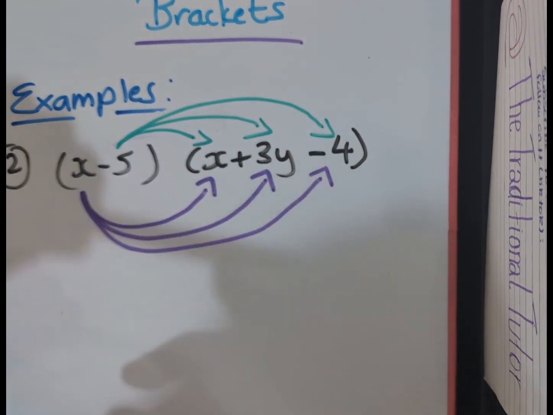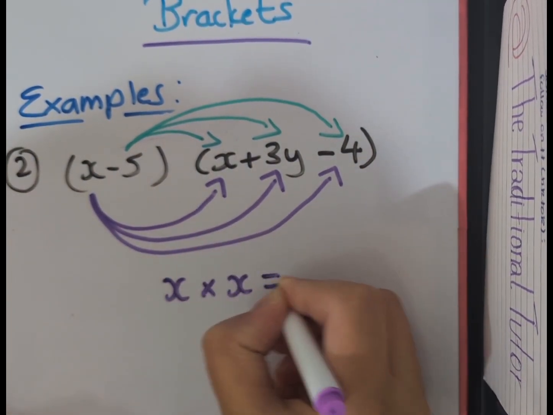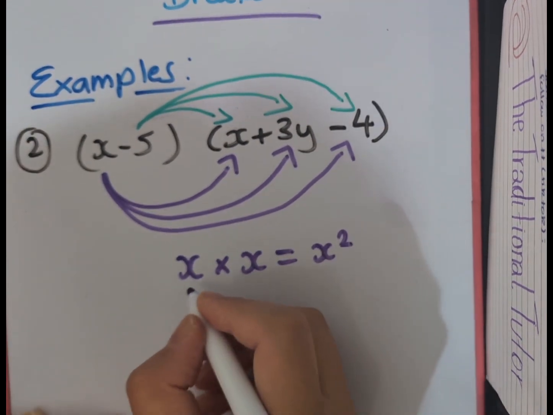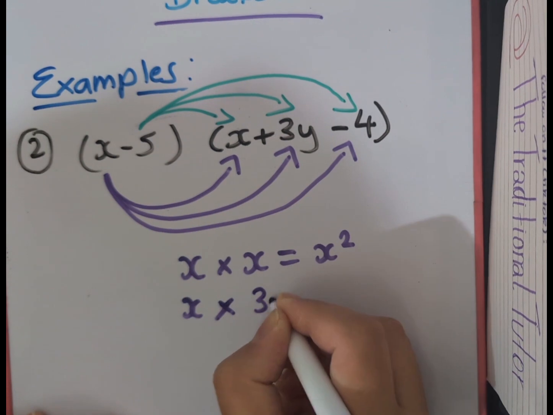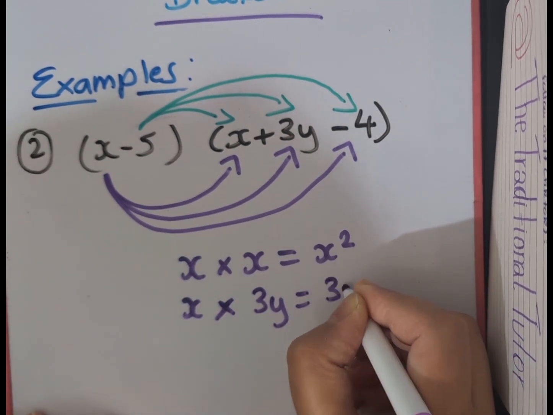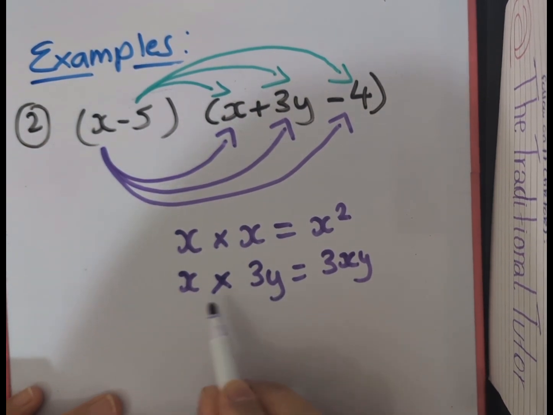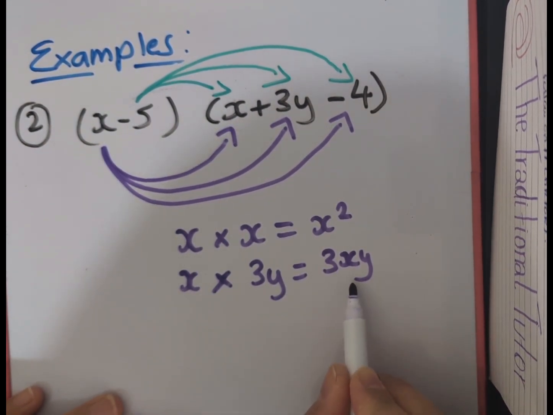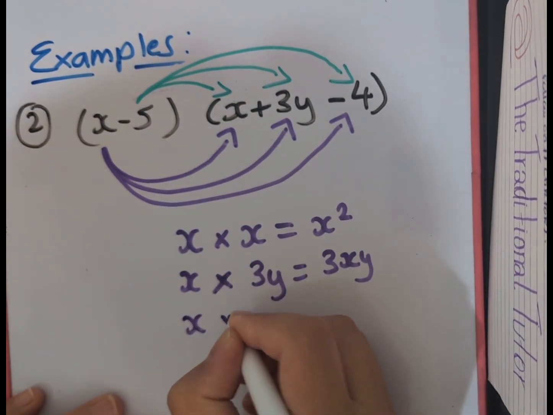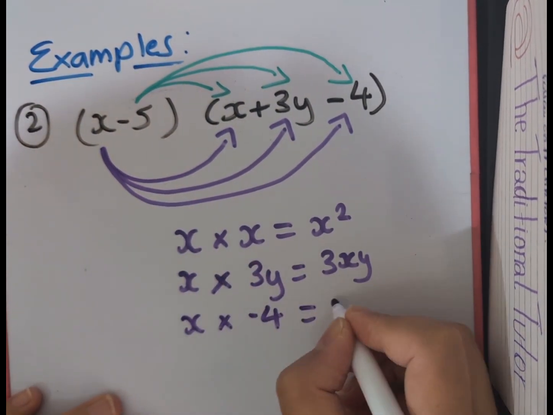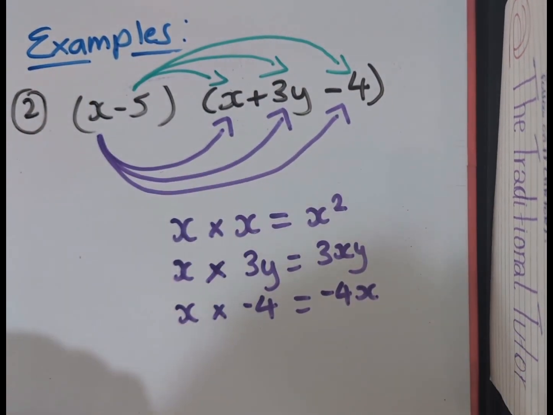Okay, so let's go ahead and actually multiply them out now. So x times x gives me x squared. x times positive 3y gives me just 3xy, okay? There's no like terms here, so I've got to just include my variables as they are like this, okay? Because they're just being multiplied. Then x times negative 4 gives me negative 4x, okay? So that's all the purple arrows done.